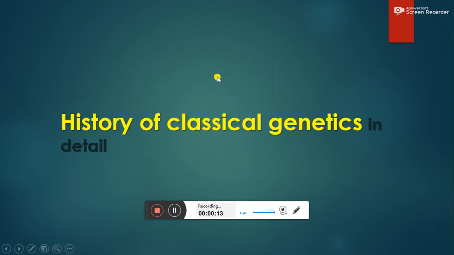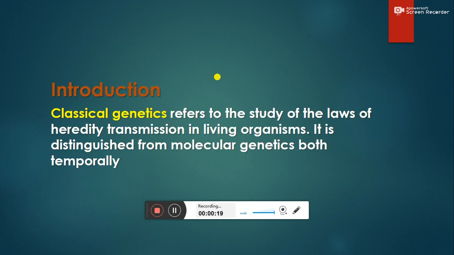So today we will discuss the history of classical genetics in detail. First of all, we want to introduce classical genetics. What is classical genetics? Classical genetics refers to the study of the laws of hereditary transmission in living organisms. It is distinguished from molecular genetics, which is contemporary. It is simply the study of laws of hereditary transmission in living organisms.